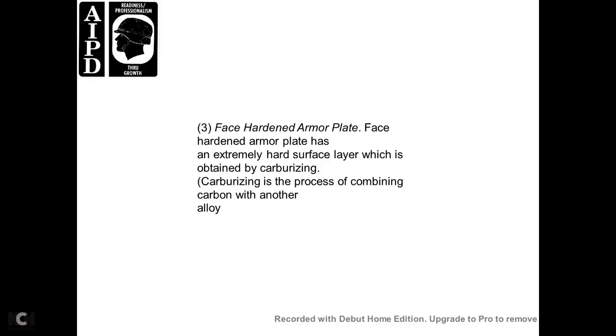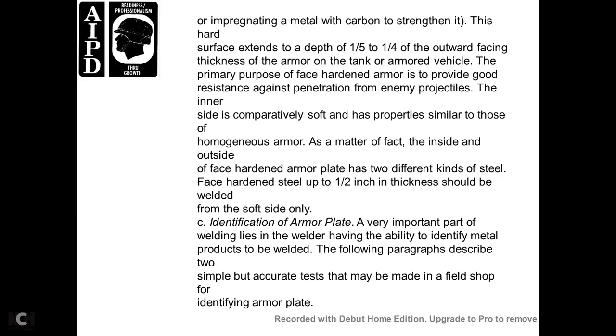3. Face hardened armor plate. Face hardened armor plate has an extremely hard surface layer that is obtained by carburizing. Carburizing is the process of impregnating metal with carbon. The hardened surface extends to a depth of one-fifth to one-fourth of the outward face thickness of the armor of the tank or armored vehicle. The primary purpose of face hardened armor is to provide good resistance against penetration of enemy projectiles, while the inner side is comparatively soft and has properties similar to those of homogeneous armor. As a matter of fact, the inside and outside of face hardened armor plates have different kinds of steel. Face hardened steel up to one-half inch thick should be welded from the soft side only.